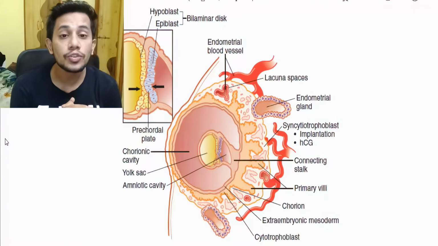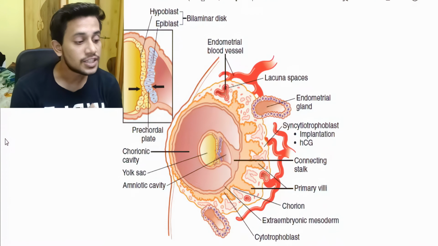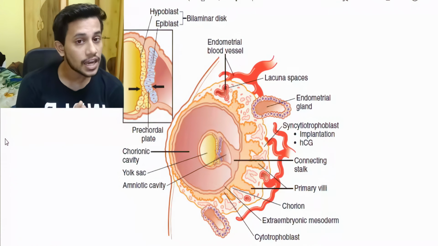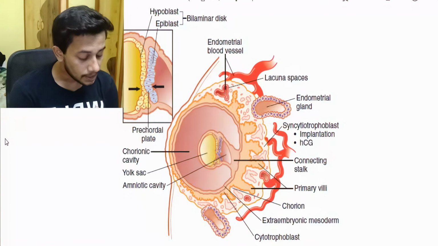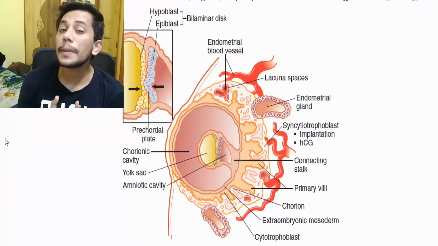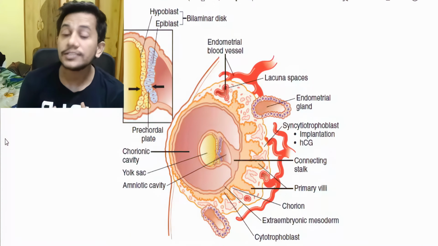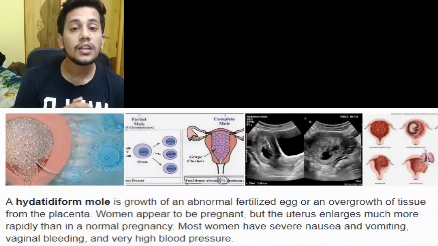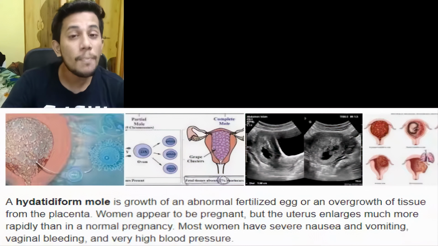But what would a low level of HCG mean? It would mean either the mother is having a miscarriage, or the mother is going to have an ectopic pregnancy, which again we discussed in chapter number 2. Now a higher level of HCG would mean either the mother is having multiple pregnancies, which would mean twins or more, or the mother has a hydatidiform mole.